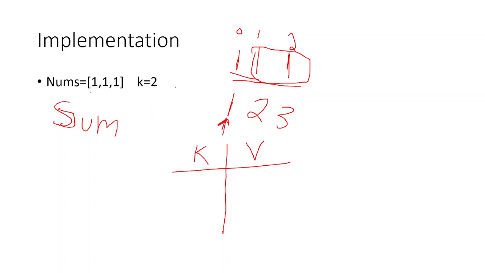Is 1 equal to k? No, it's not equal to k. And we are just adding, right? As I said, we are not taking a prefix array, we are not storing this. We are just taking a single variable sum and calculating the sum, right? So when sum equals 1, we push the 1 inside this and check it with k. Is this equal? No, it's not equal.